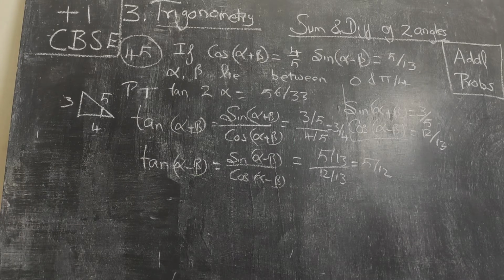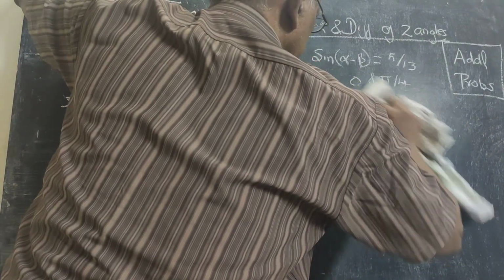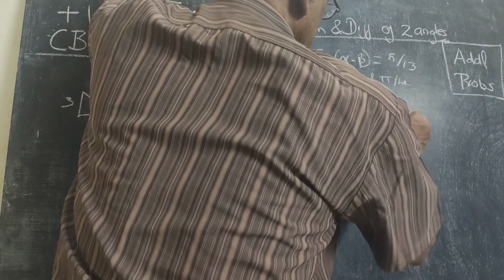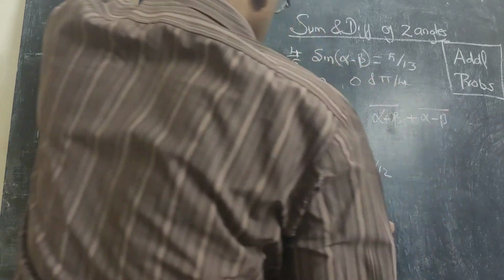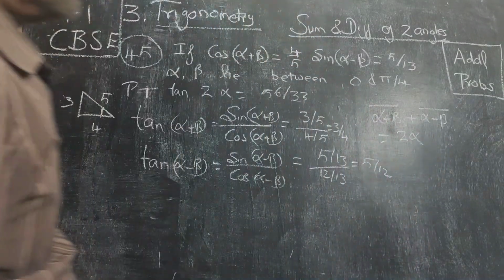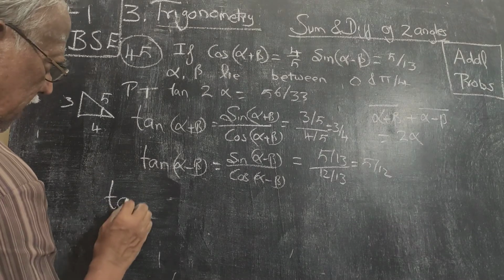See, what are we doing all those things for? You may be wondering, because the question is tan 2 alpha they are asking, and you are simply finding out tan(alpha plus beta), tan(alpha minus beta). What is the use of all those things? So for that, alpha plus beta plus alpha minus beta, in case you do like this, what is the answer? 2 alpha, isn't it?